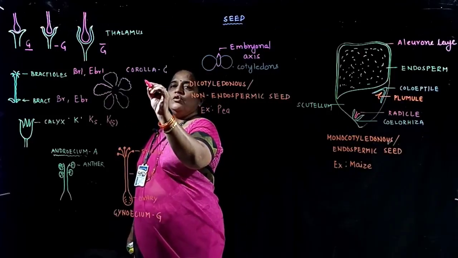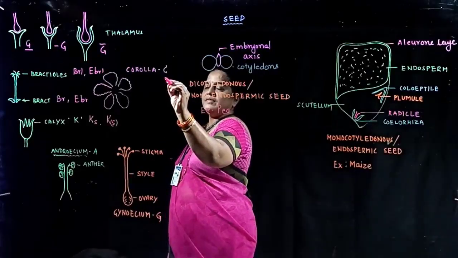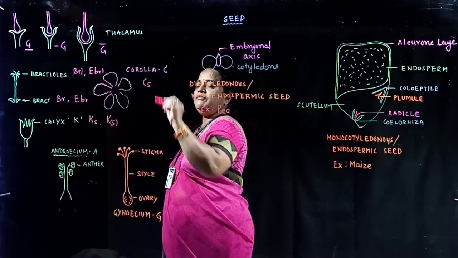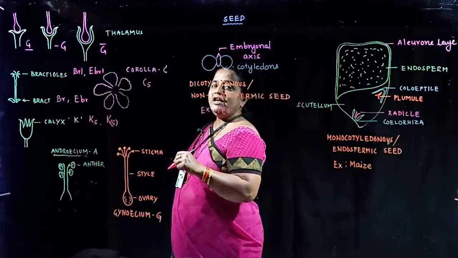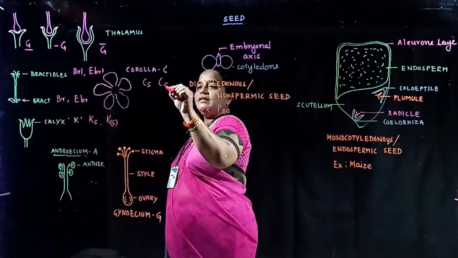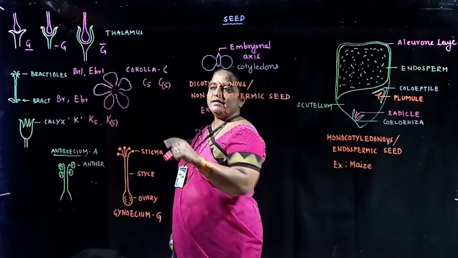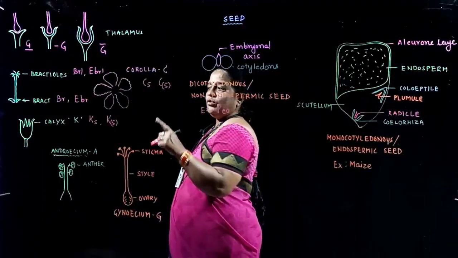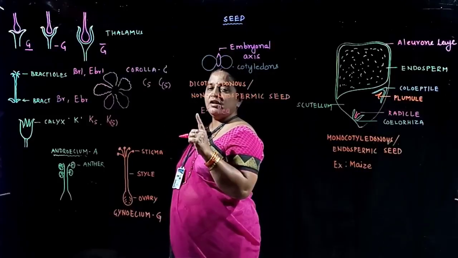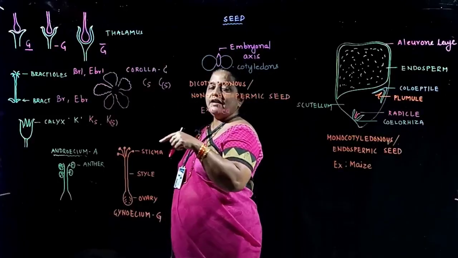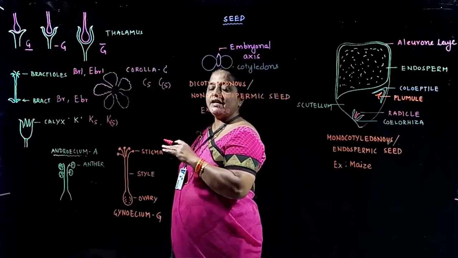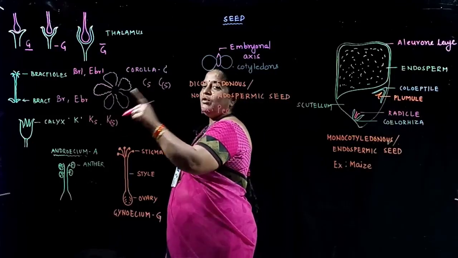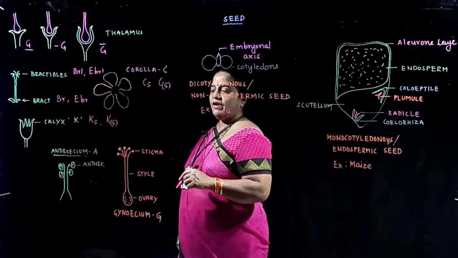The next is corolla, represented by C. Here also, I have shown you 5 petals. They are free from each other: polypetalous. If we draw a bracket, if they are fused, then it is gamopetalous. So K for calyx, C for corolla. The number written as a subscript without bracket is poly and with bracket is gamo. These two are non-essential whorls of a flower.